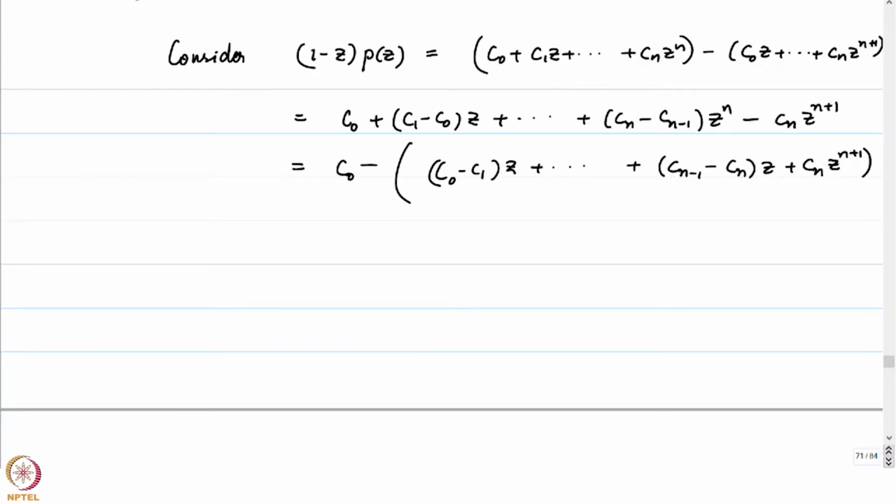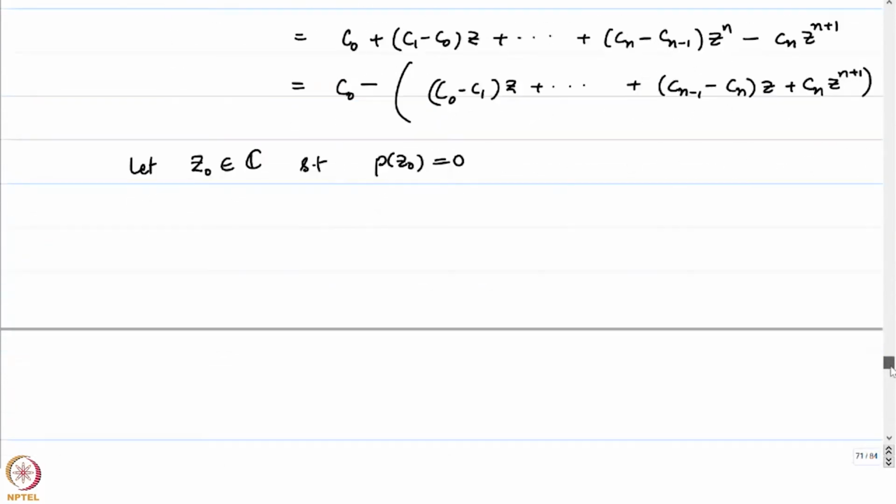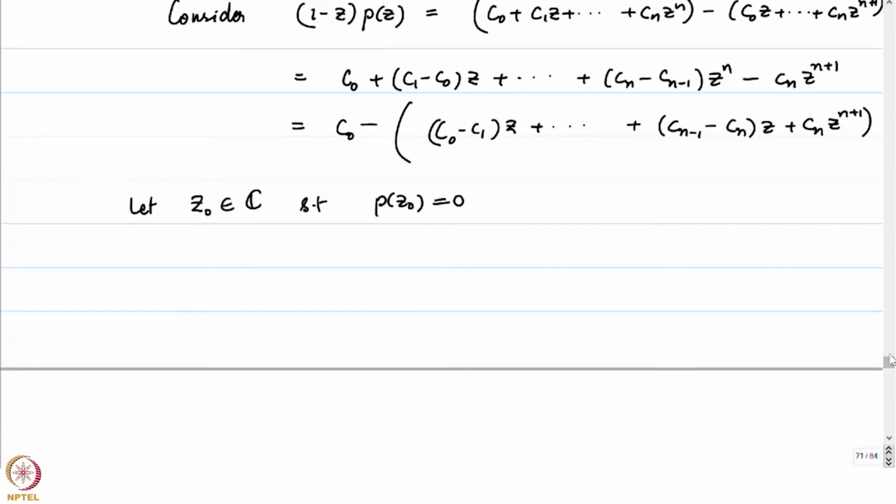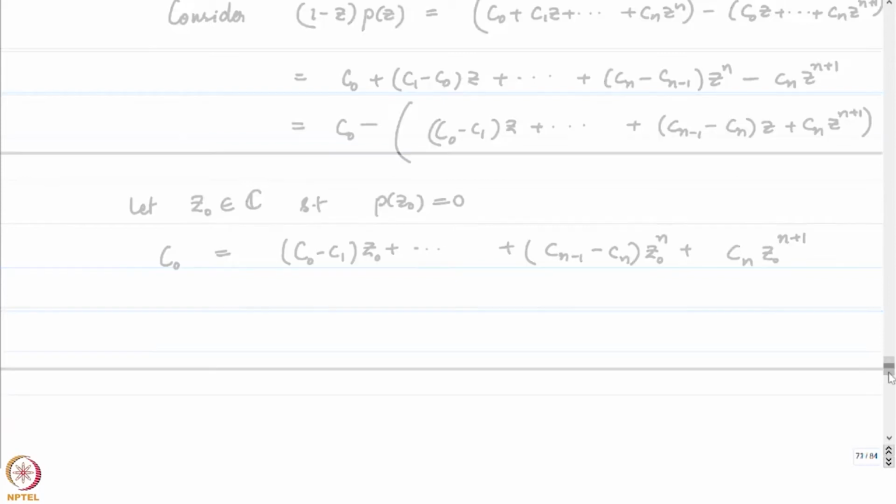Okay, now let's consider a root. Let z0 be a complex number such that P of z0 is equal to 0. That would imply that for z0, 1 minus z0 times P of z0 is 0, and therefore C0 will just turn out to be equal to C0 minus C1 times z0 plus up to Cn minus 1 minus Cn times z0 to the power n, and finally Cn into z0 to the power n plus 1. This is precisely what will happen at a root of the polynomial P.